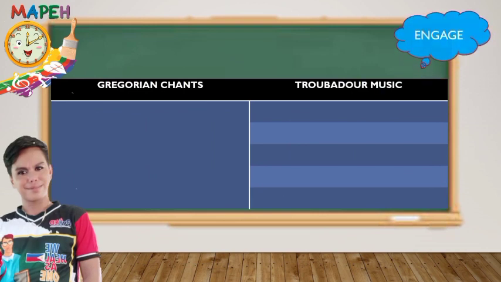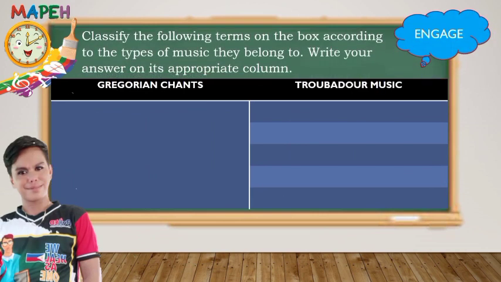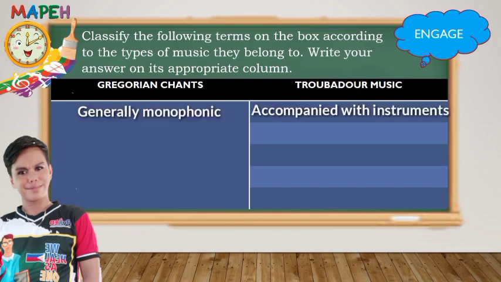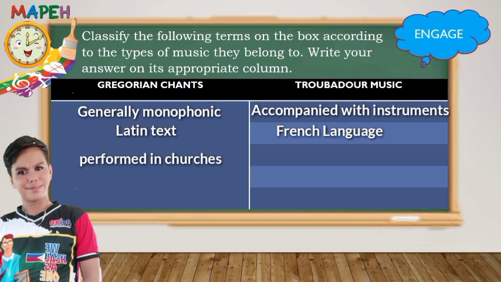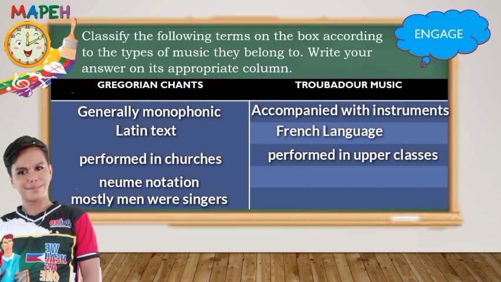Next is engage. Classify the following terms on the box according to the types of music they belong to. Write your answer on its appropriate column. Gregorian chants is generally monophonic, while troubadour music accompanied with instruments. Gregorian chants written in Latin text, while troubadour music written in French language. Gregorian chants are performed in churches, while troubadour music performed in upper classes. Gregorian chants used neume notation, and mostly men were singers, while troubadour music tells about love and sung in ballads.